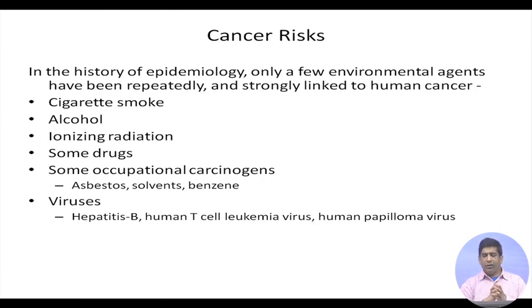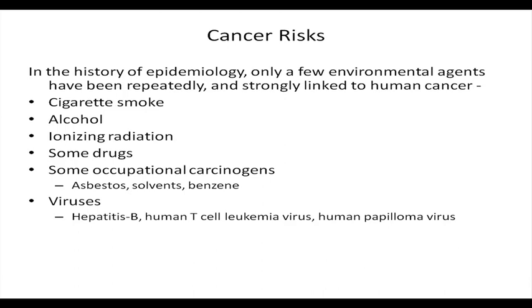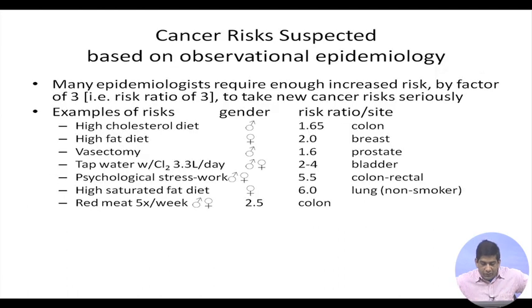In the history of epidemiology, only a few environmental agents have been repeatedly linked to human cancer. For example, cigarette smoke, where there is a lot of data, alcohol, ionizing radiation, some drugs, some occupational carcinogens like asbestos, solvents, benzene, and some viruses like hepatitis B, human T cell leukemia virus, and human papilloma virus. So these are some of the cancer risks which have been reported, and you will have some epidemiological data associated with that.